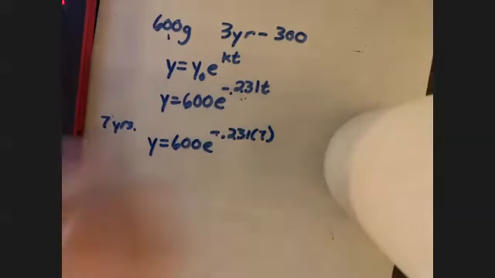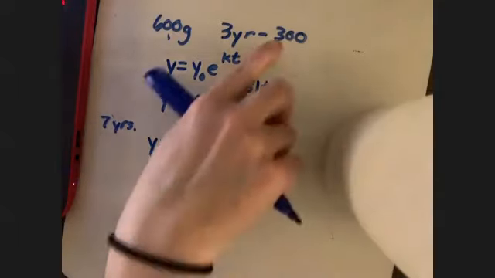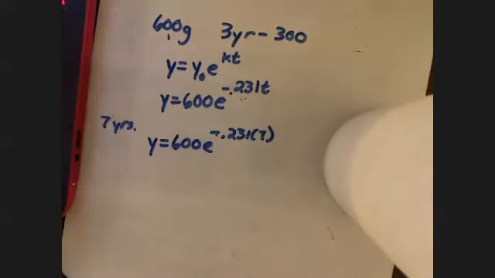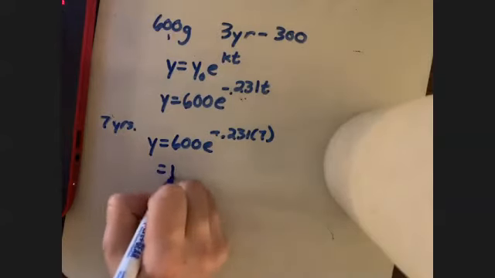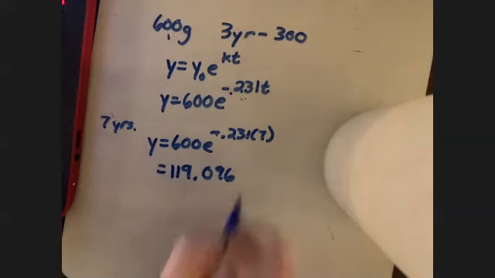Negative 0.231 times 7. Now, one of the things we should recognize is that since this is past the 6 year mark, I should be underneath half of this. So I should be under 150. And we get that this is 119.096. And so sure enough, we are underneath that.